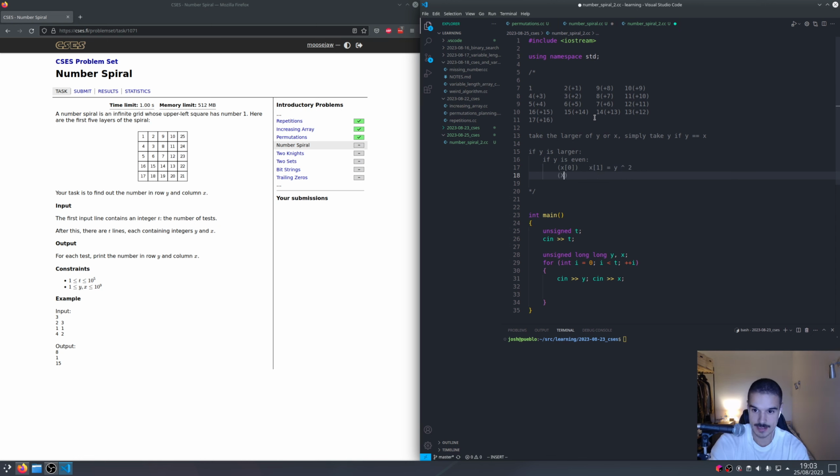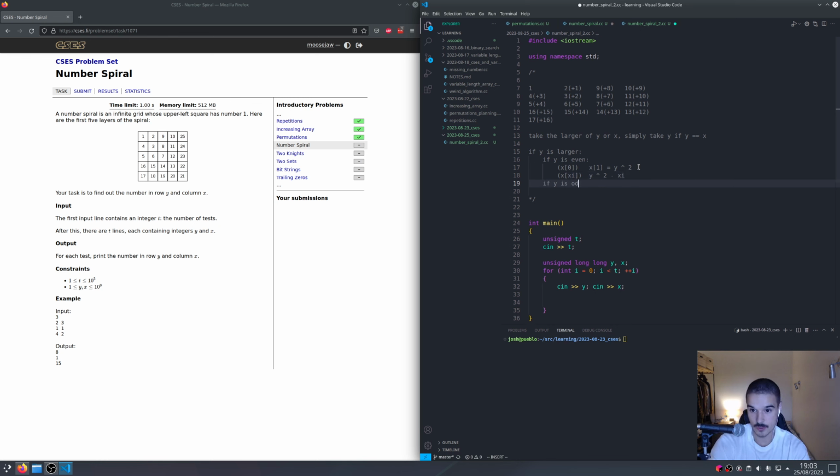And then x at xi, which we'll just say is our input, is y squared minus xi. And I think that's our answer.